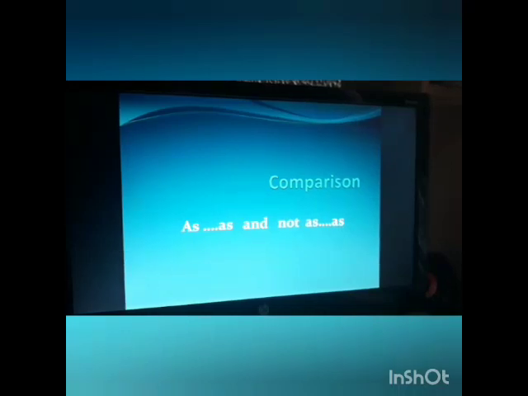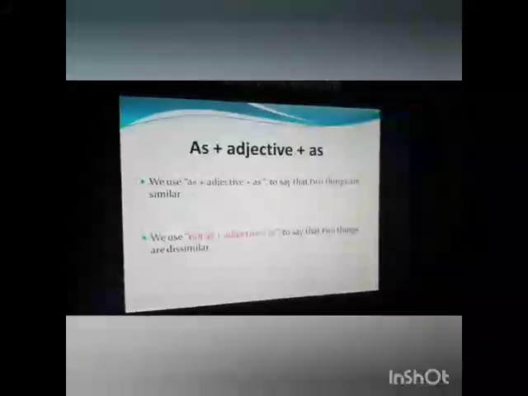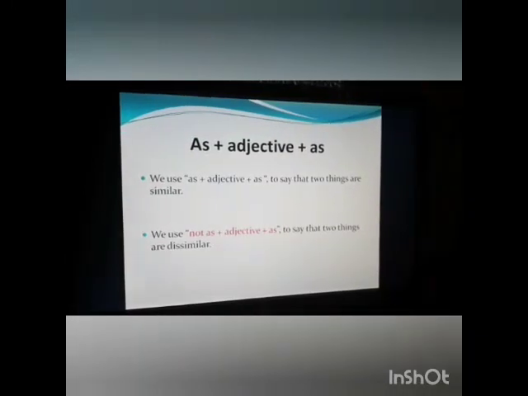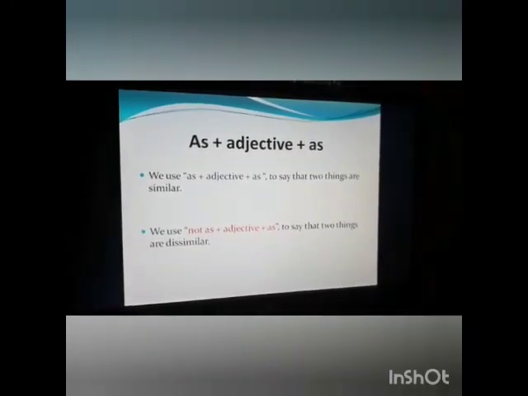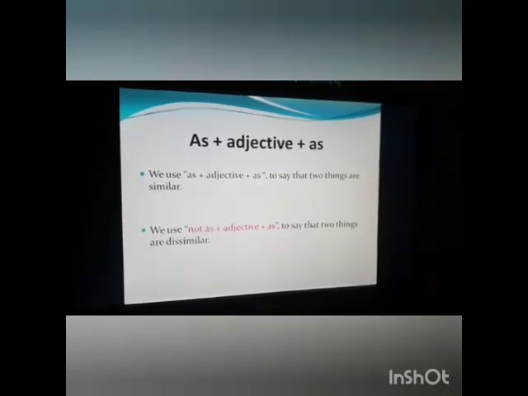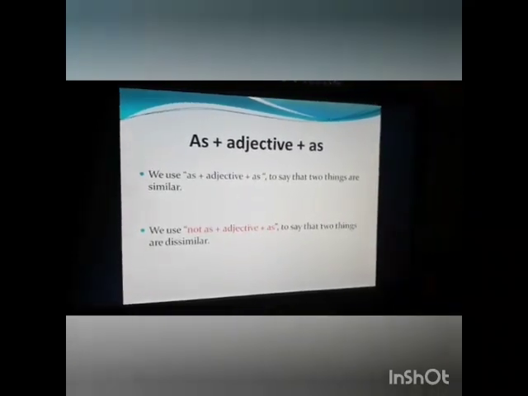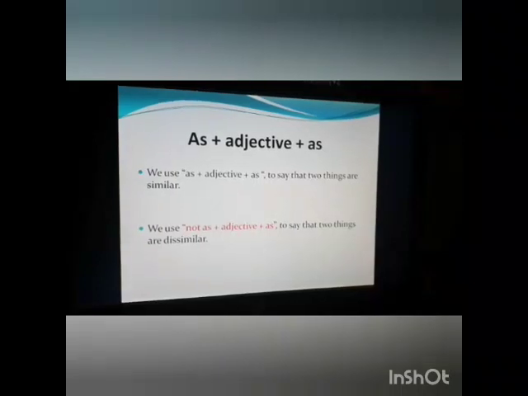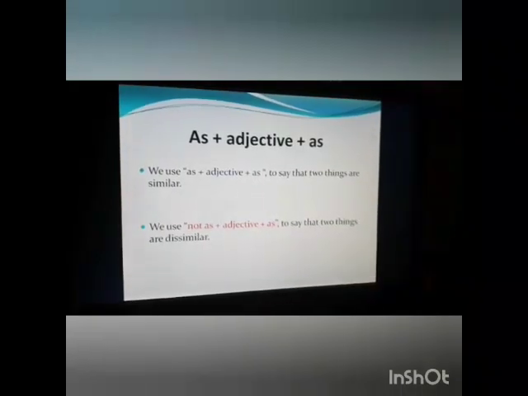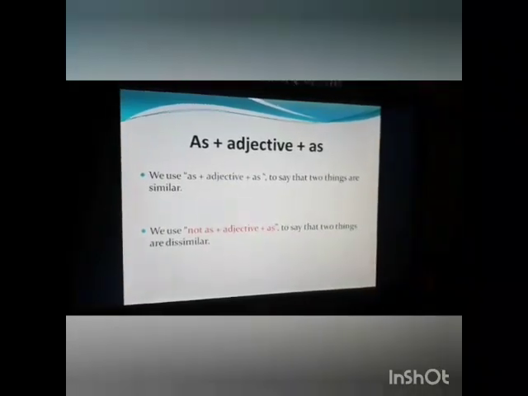As and not as. As plus adjective plus as. We use as plus adjective plus as to say that two things are similar. We use not as plus adjective plus as to say that two things are dissimilar.